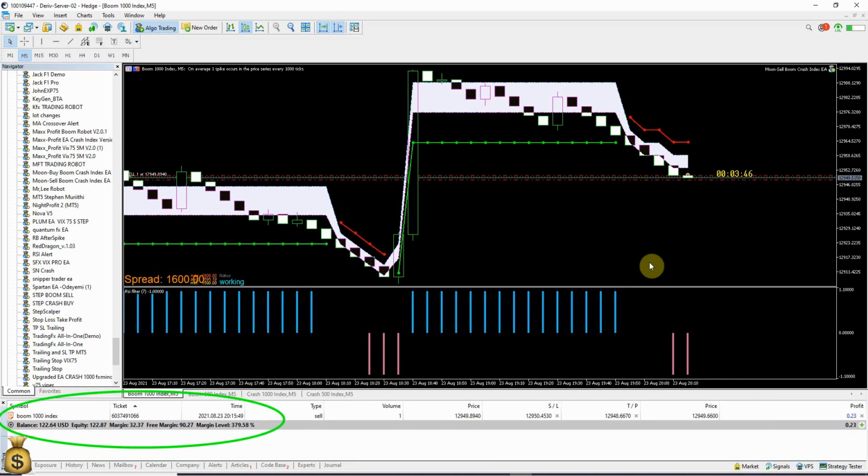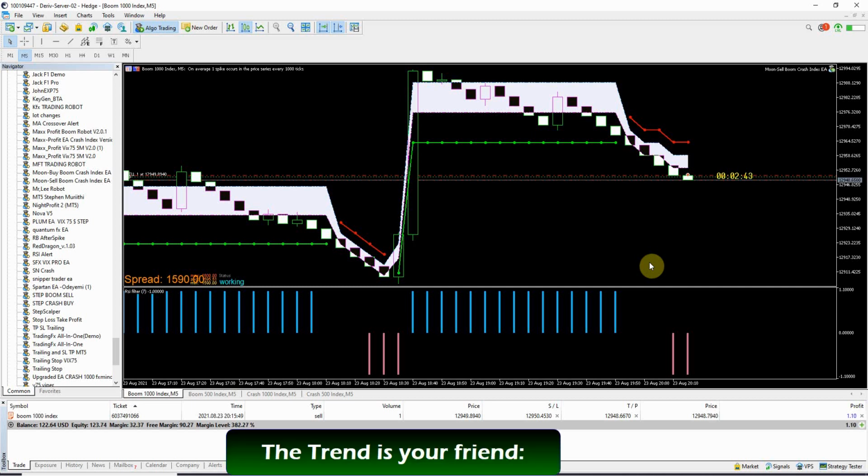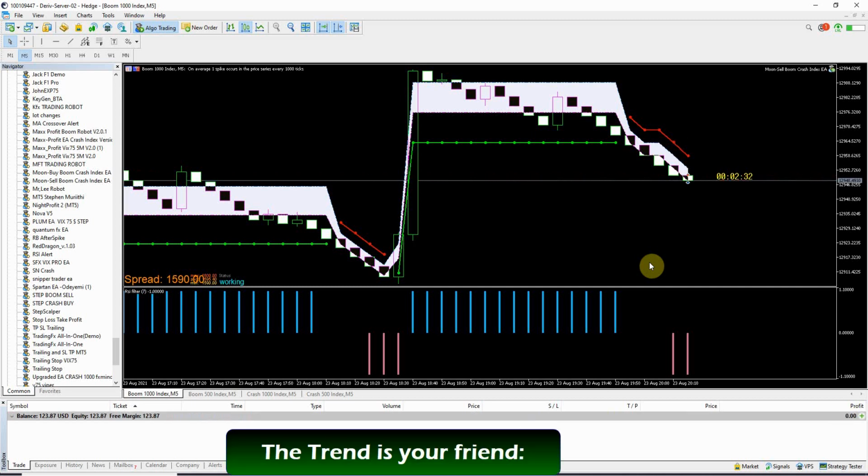Back to our Boom Crash To the Moon strategy. The robot has already made $20 profit while following the trend. Of course, you have to monitor your trades in case of a trend change. But when you spot a strong and lasting trend, the EA will take advantage of that. The main lesson is that the trend is your friend, well, until a spike happens.